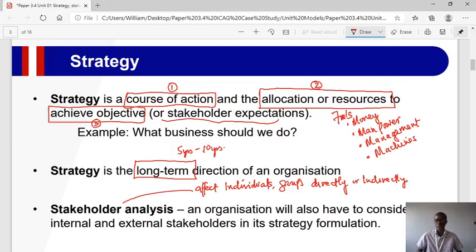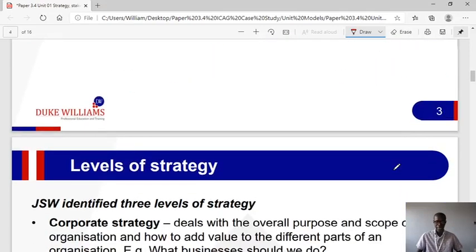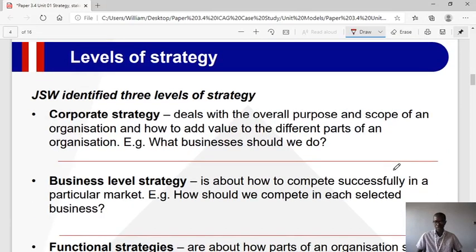And it is often long term in nature. Now let's continue by now looking at the levels of strategy. In looking at the levels of strategy, Johnson, Scholes, and Whittington identified 3 levels of strategy.